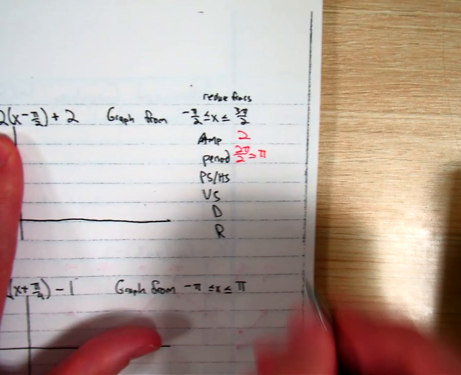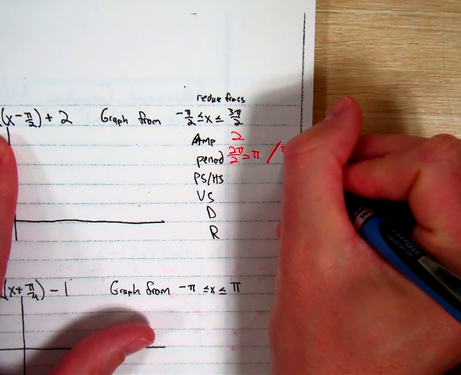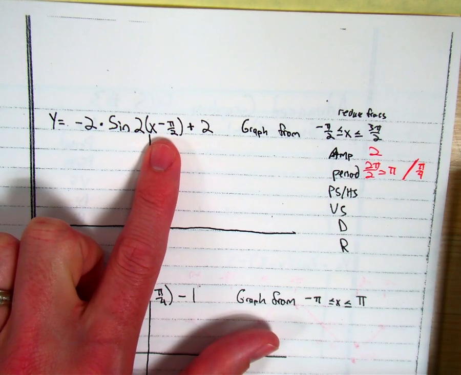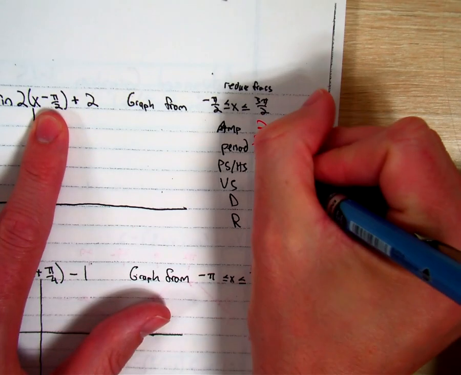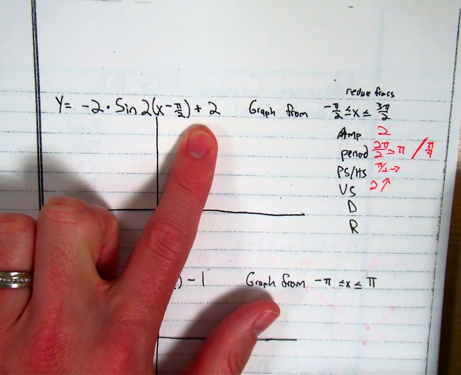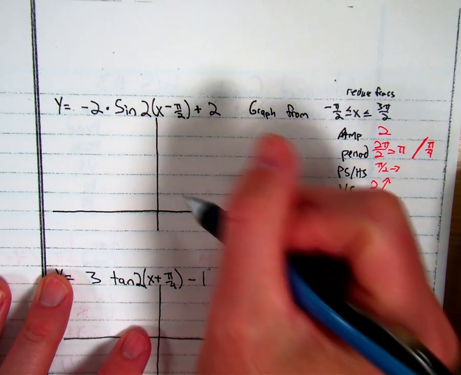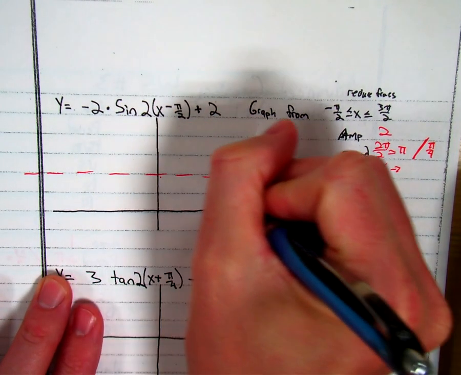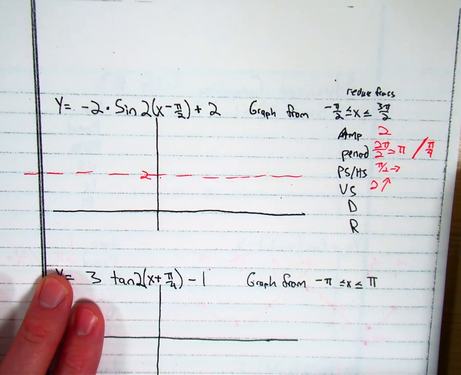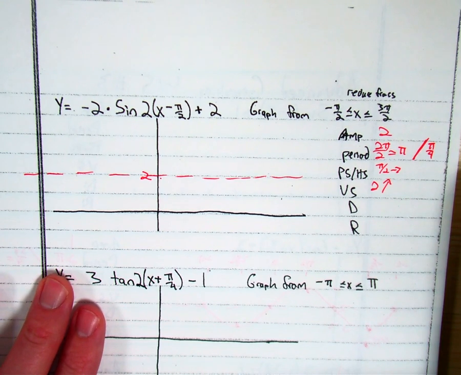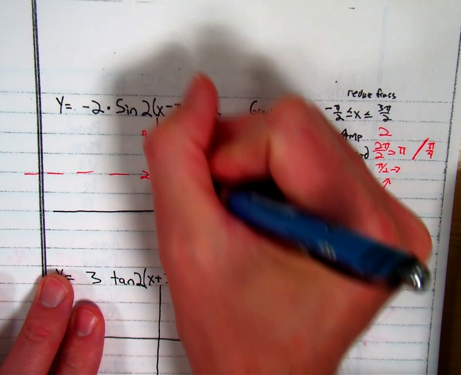Counting, we divide, sine and cosine, we divide by 4, so counting, we're going to be going by pi over 4s. Phase shift, we're pi over 2 to the right. And our vertical shift is going to be 2 up. So we're going to take all that information and get our graph started. Vertical shift is 2 up, so our midline is going to be at 2. Okay, our amplitude is 2, which means we're going to be going up to 4 and down to 0.